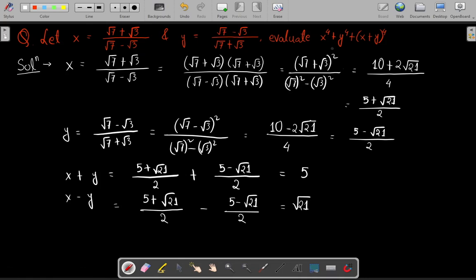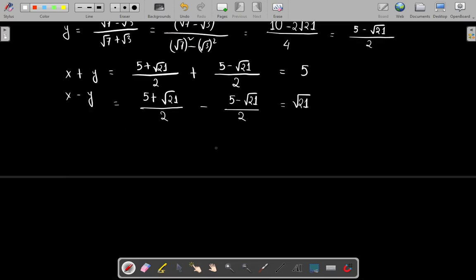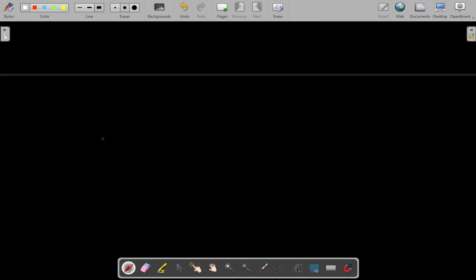Now we have to find x raised to the power 4 plus y raised to the power 4 plus (x plus y) whole thing raised to the power 4. We have found the value of x plus y to be 5, so we can find 5 raised to the power 4. But what are we to do in the case of x to the power 4 plus y to the power 4? There is no direct formula, so let's try something else.